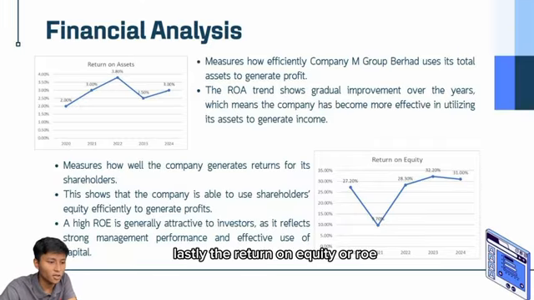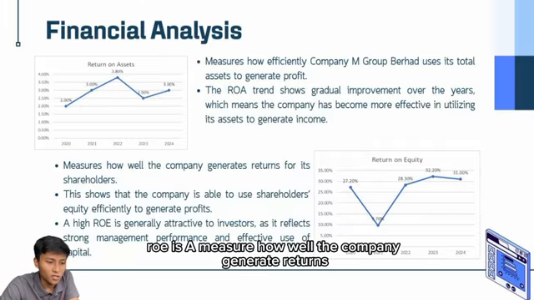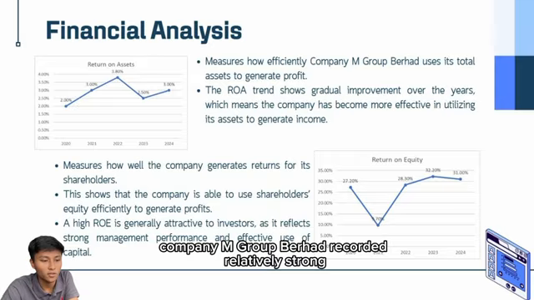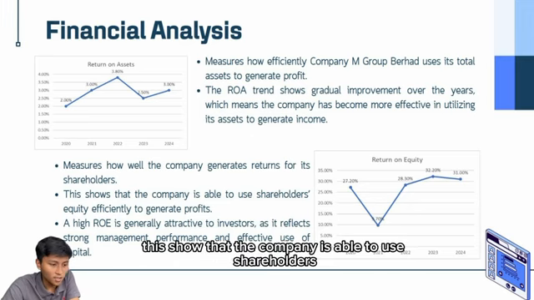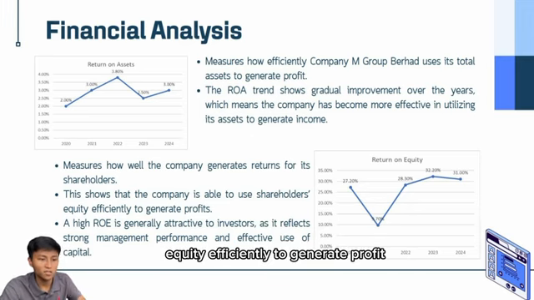Lastly, the return on equity or ROE. ROE is a measure of how well the company generates returns for its shareholders. Company M Group Berhad recorded relatively strong ROE figures, especially in recent years. This shows that the company is able to use shareholders' equity efficiently to generate profit.